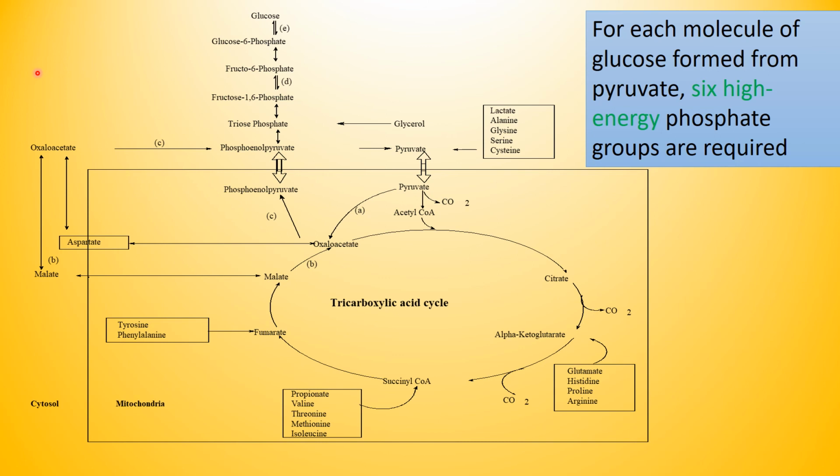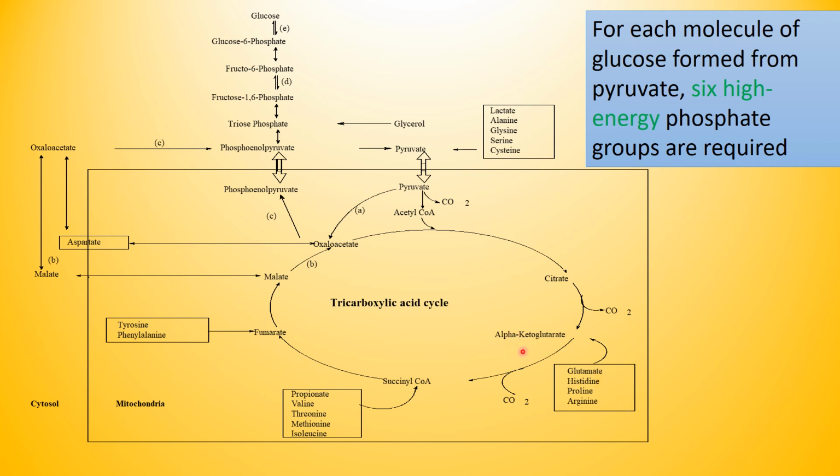Now look at this complete picture of gluconeogenesis, where I have tried to combine the glycolytic pathway and the TCA cycle pathway, and those reversible or irreversible reactions which play a key role during gluconeogenesis. Here you can see glycerol is converted into triose phosphate, which we have already discussed. Then amino acids like alanine, glycine, serine, cysteine and lactate are converted into pyruvate in the cytoplasm, and this pyruvate is taken into the mitochondria and converted into oxaloacetate, then phosphoenol pyruvate, and then taken back to the cytoplasm. Then oxaloacetate is converted into aspartate or malate shuttle, and then converted again into oxaloacetate in the cytoplasm, and then converted to phosphoenol pyruvate.